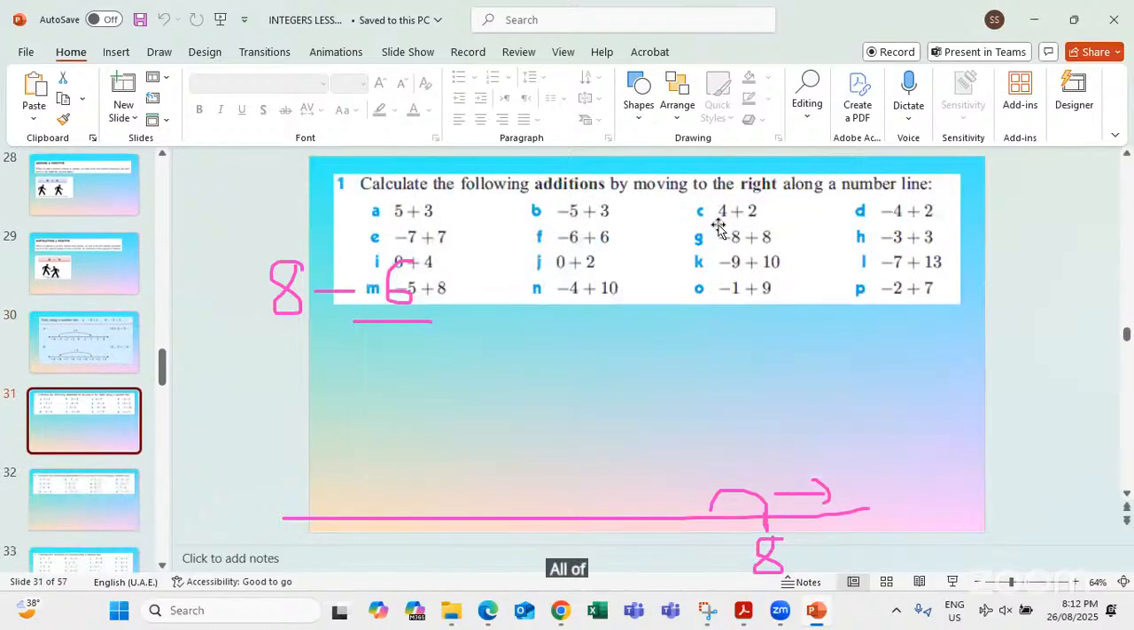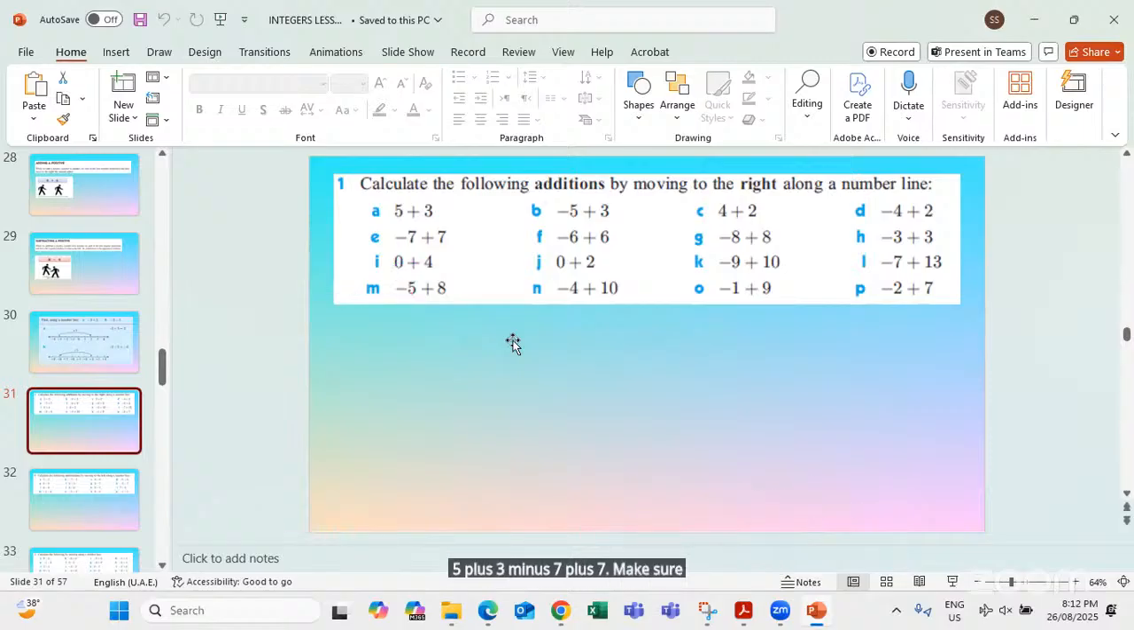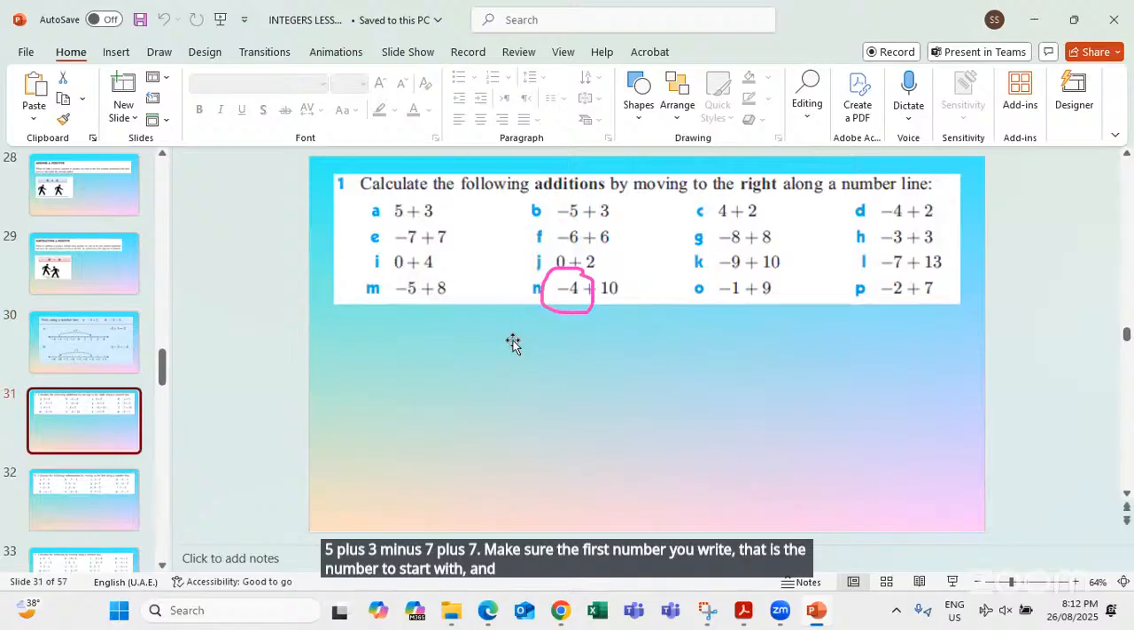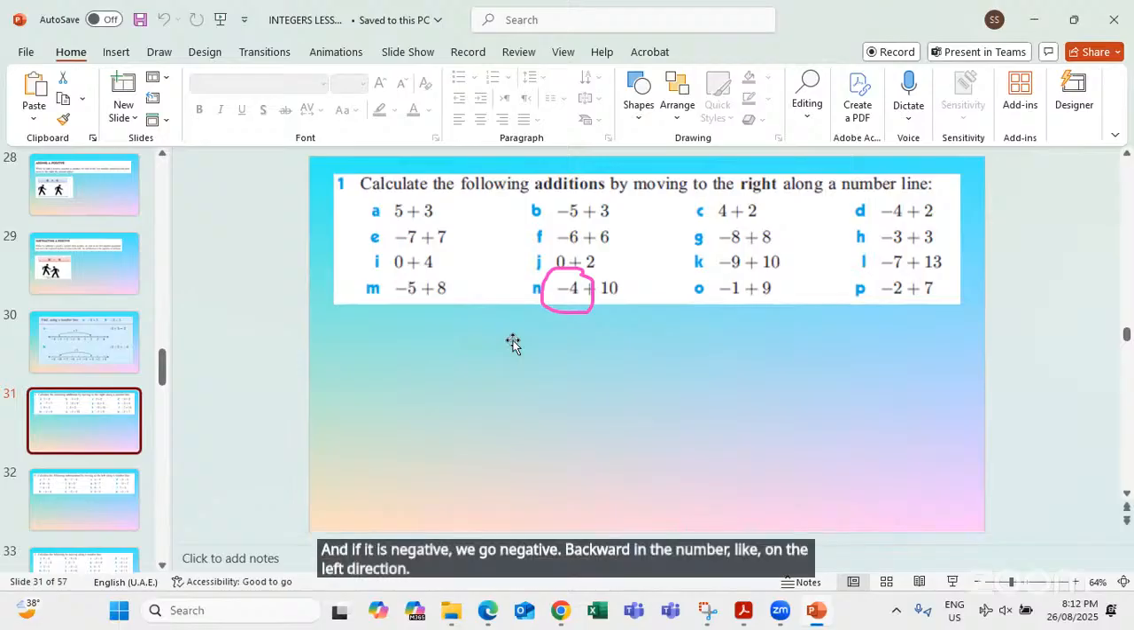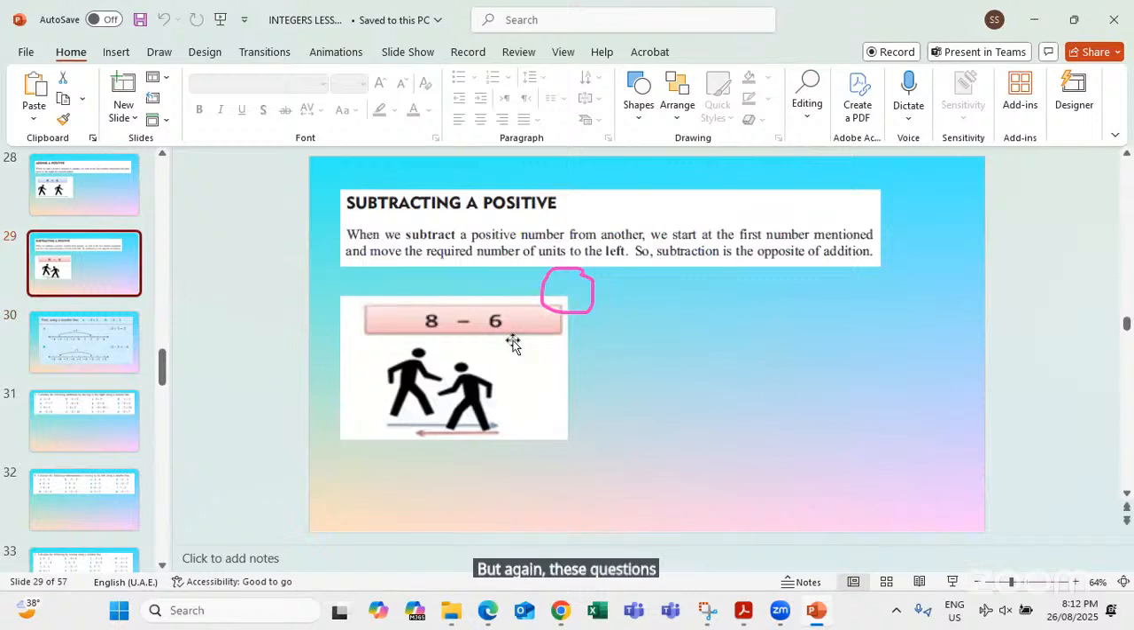All of these questions you can do in the same way. 5 plus 3 minus 7 plus 7. Make sure the first number you write is the number to start with, and then for the next number, if it is positive, you go forward on the number line, and if it is negative, we go backward on the number line in the left direction. But again, these questions we can do in multiple ways.